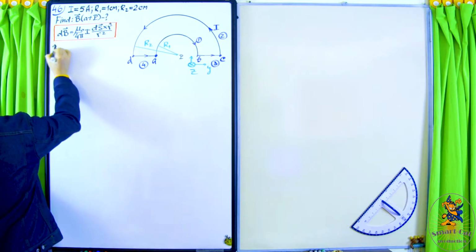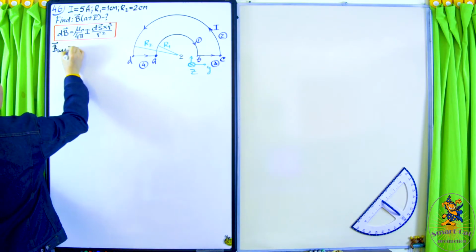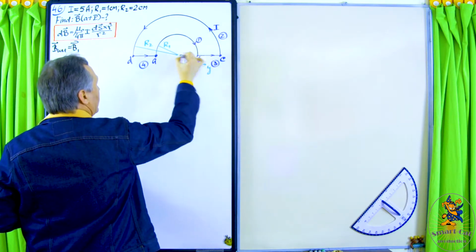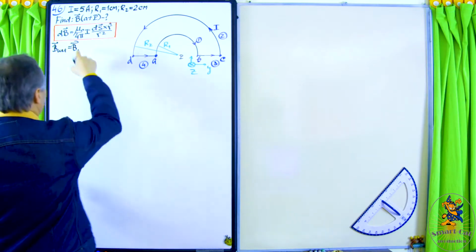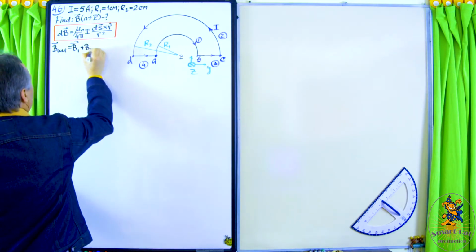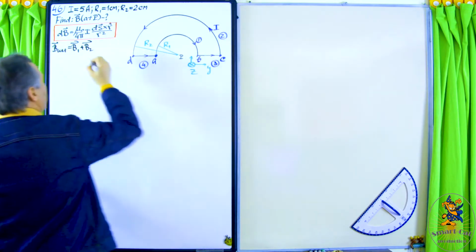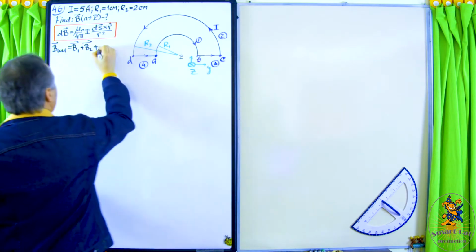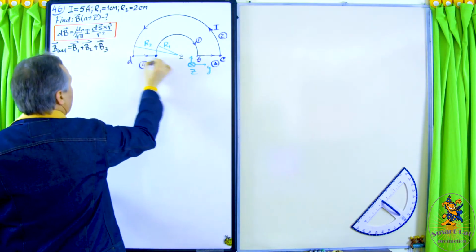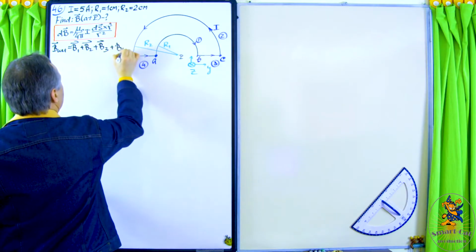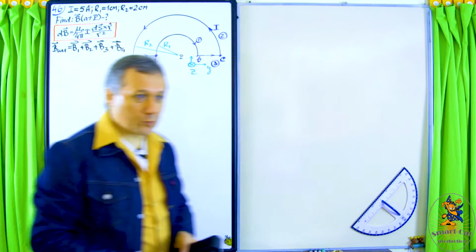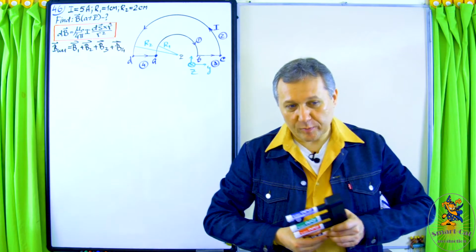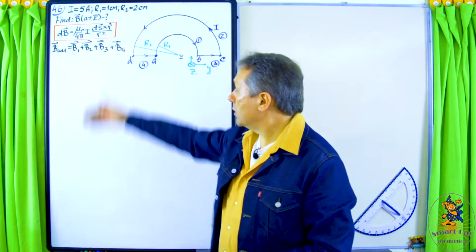So B net will be equal to B1, again, the magnetic field produced by this semicircle at point P, plus B2, the magnetic field produced by this semicircle, plus the magnetic field produced by this section at the point P, so it will be B3, plus B4. Okay, naturally we split this problem into 4 sub-problems.